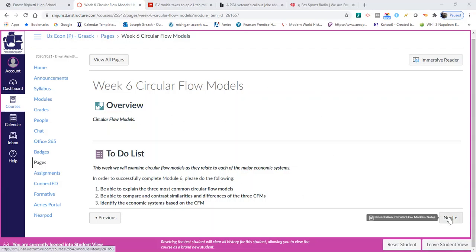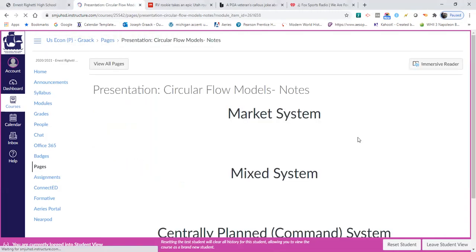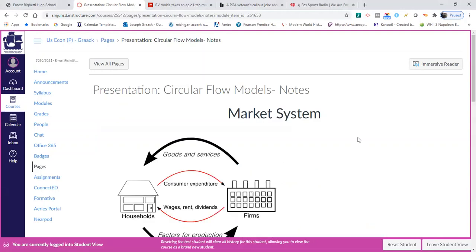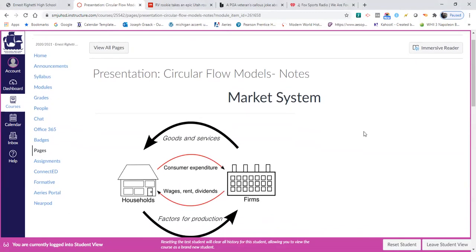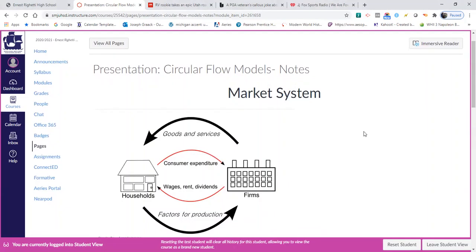Remember that you've got to go through each module a page at a time, or it's not going to open up these examples for you. So these notes here are things that you'll want to use on your tests, your unit tests. But basically, this is what a circular flow model is. A circular flow model is just a graphic representation of an economic system and how goods and services are distributed in that economic system.